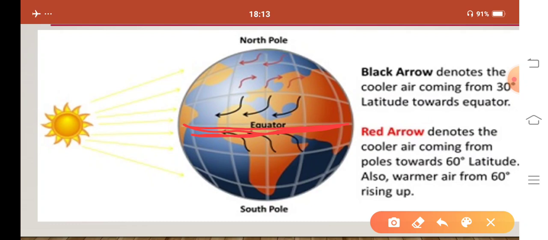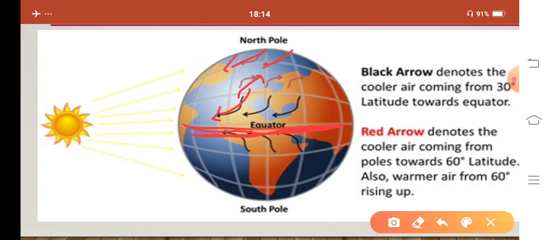So students, see the black arrow. In this diagram you can see the black arrow. This black arrow denotes the cooler air coming from 30-degree latitude toward the equator. And if you can see the red arrow, this red arrow denotes the cooler air coming from the poles toward 60-degree latitude, and also warmer air from 60-degree rising up. See, this is rising up, and this one is cooler air coming from the poles towards 60-degree.